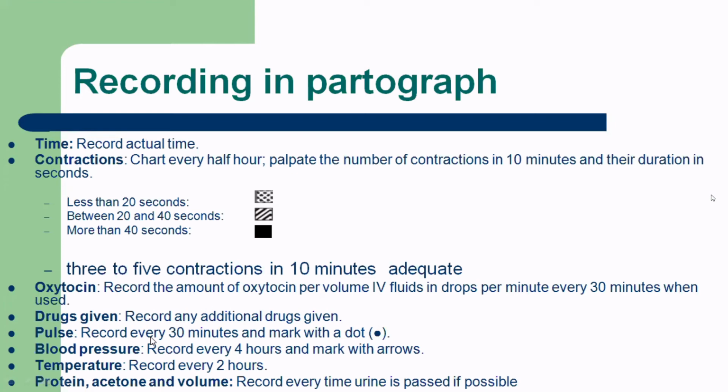Pulse is recorded every 30 minutes and marked with a dot. Blood pressure is recorded every 4 hours and marked with arrows, like the systolic is an upward arrow and the diastolic is an arrow downwards. Temperature is recorded every 2 hours or when necessary. Urine protein, acetone, and volume are recorded every time urine is passed, if possible.